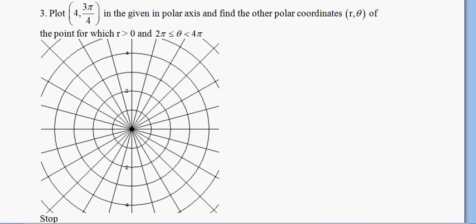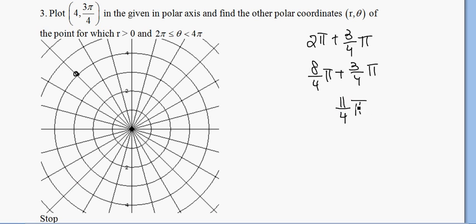And lastly, we're still at (4, 3π/4), so that's this point right here. The radius is positive, but I want to be coterminal, between 2π and 4π. So I'm just going to add 2π to 3π/4, which is the same as 8π/4 plus 3π/4, which is 11π/4. And my radius is still going to be 4 because we wanted it to be positive. So there's our answer, and we're done.